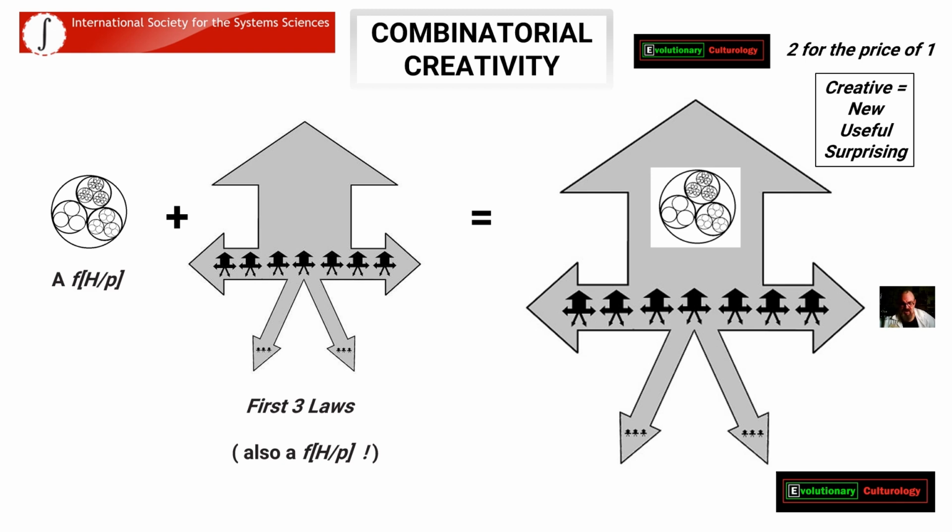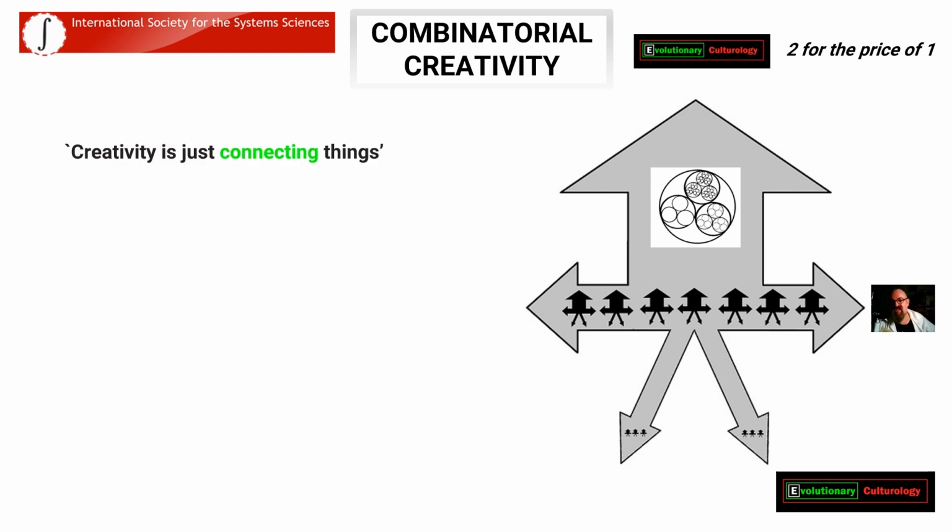There we've got our combinatorial creativity again. Anyway, selecting and transmitting that again. Combine two or more old things to get a new thing, and it works better than the available alternatives. That's how biology works too. Anyway, next.